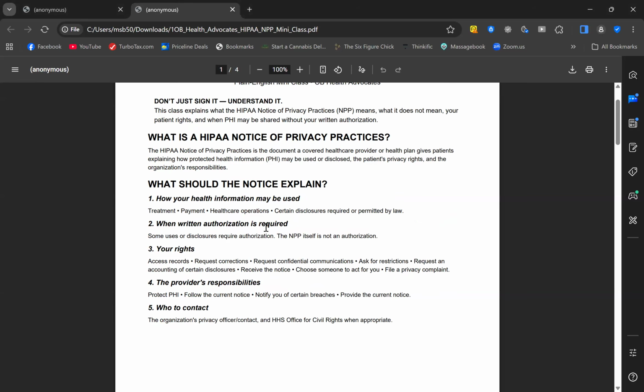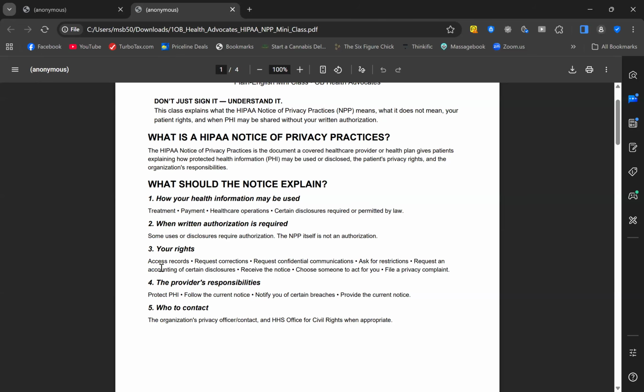Two, when written authorization is required, some uses or disclosures require authorization. The NPP itself is not an authorization, which is, the Notice of Privacy Practices is not an authorization. Authorization is when you're actually signing a document and it says authorization.